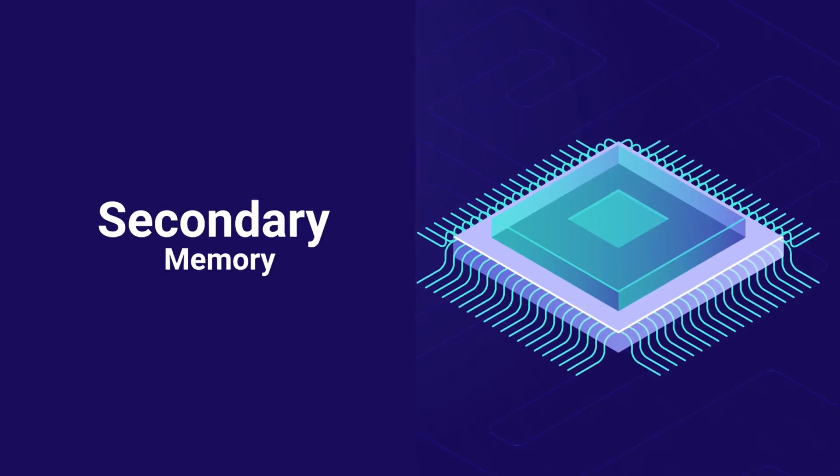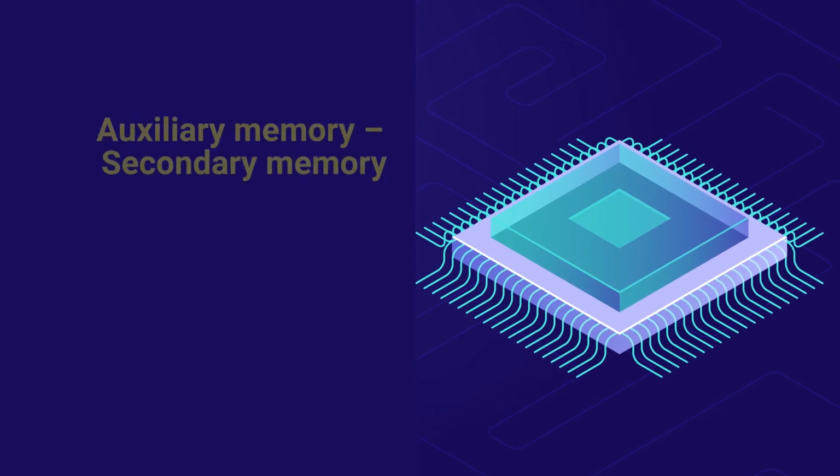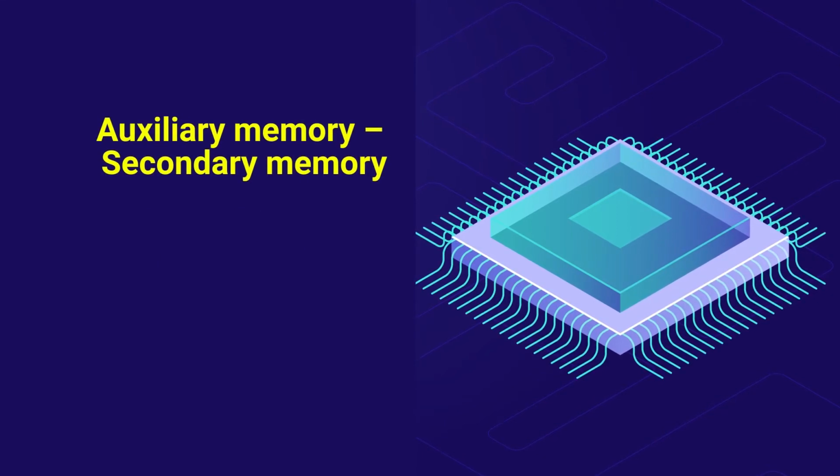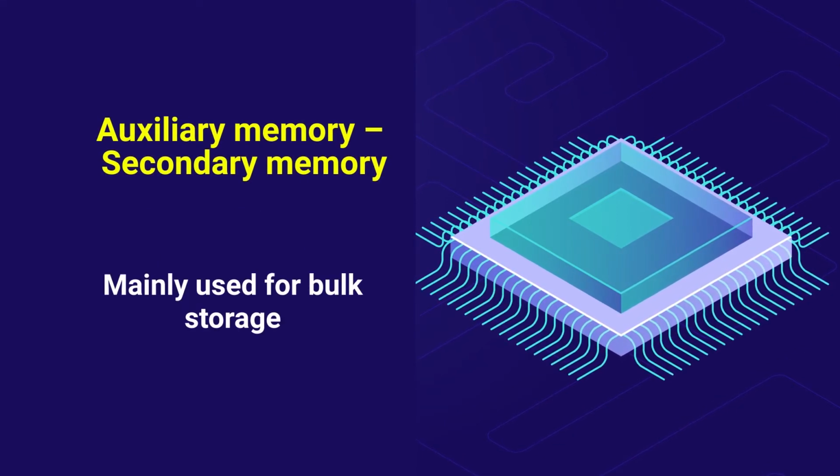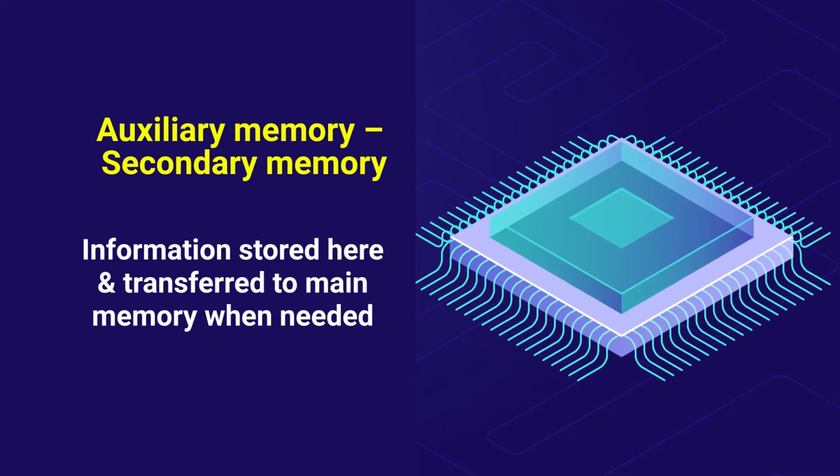Thirdly, we discuss the secondary memory. Secondary memories are the auxiliary memories, basically used for bulk storage. Here we store the information, and we transfer this information to the main memory whenever required by the CPU.